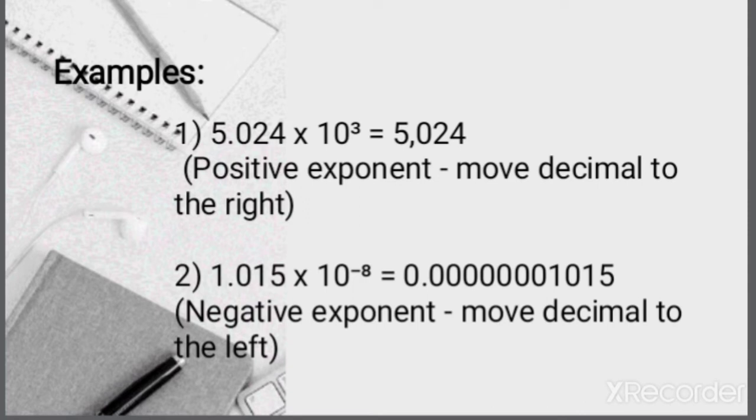For number 2, we have 1.15 times 10 to the power of negative 8. So the result is we move the decimal point to the left 8 places since our exponent is negative.